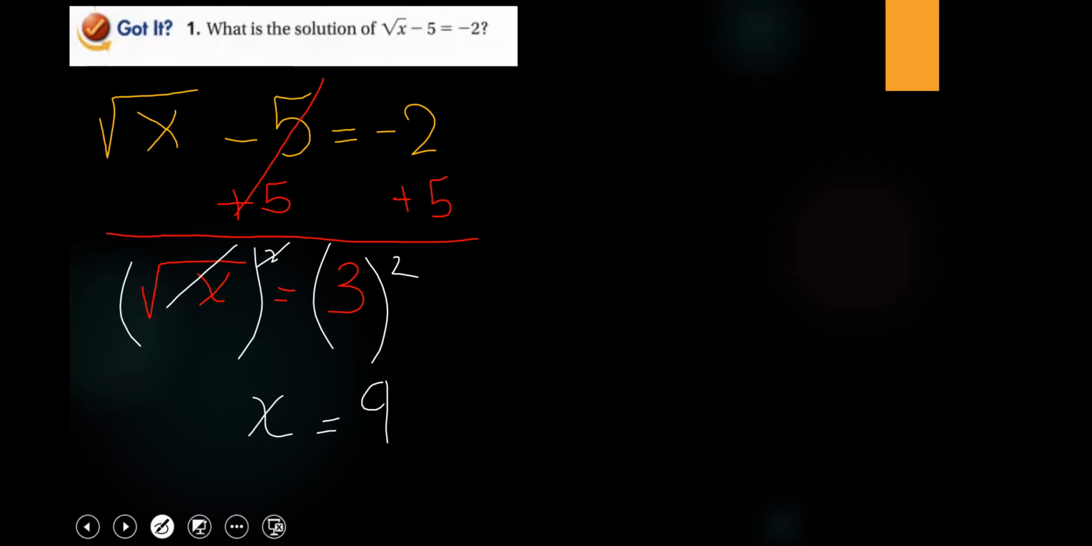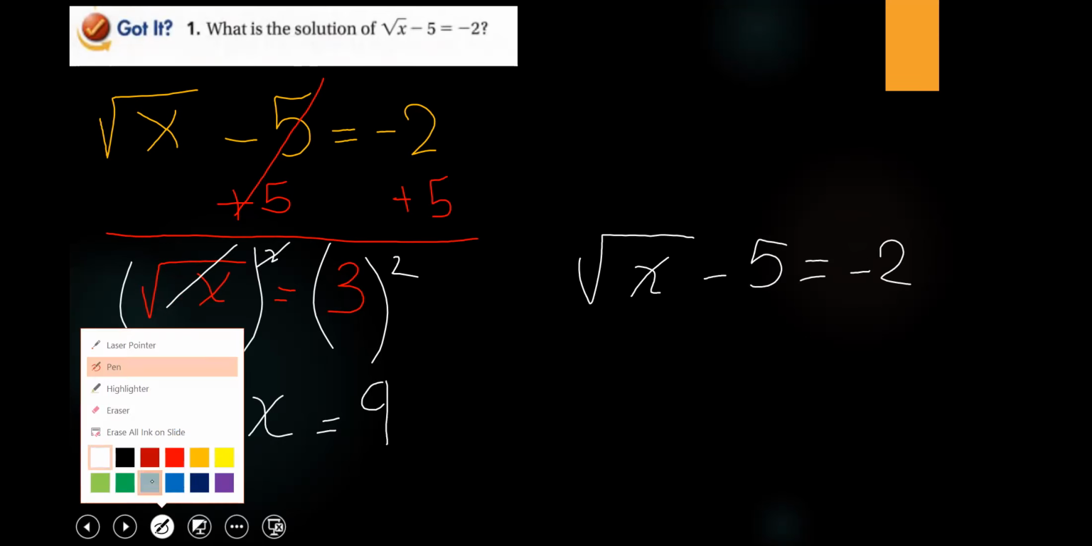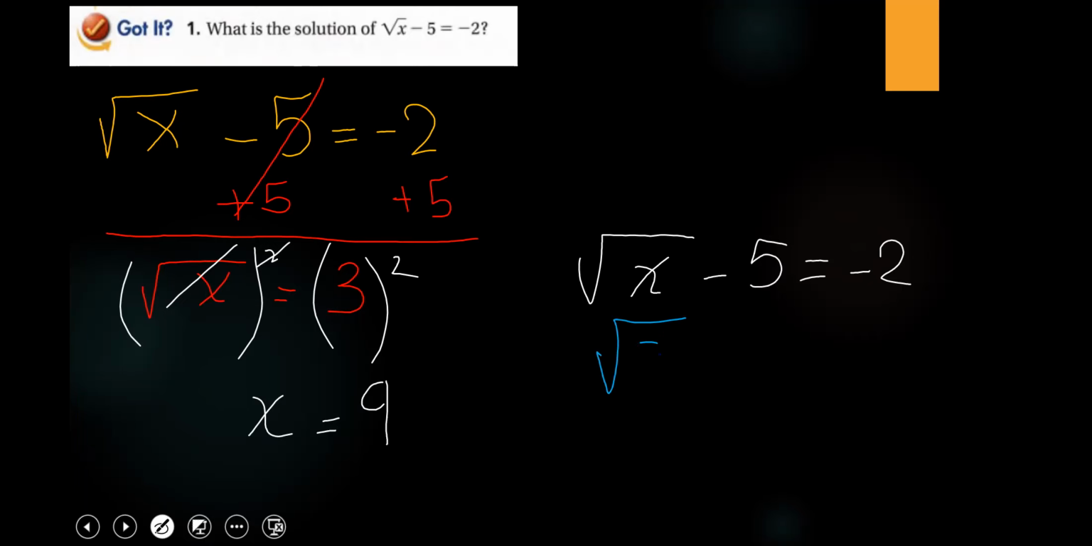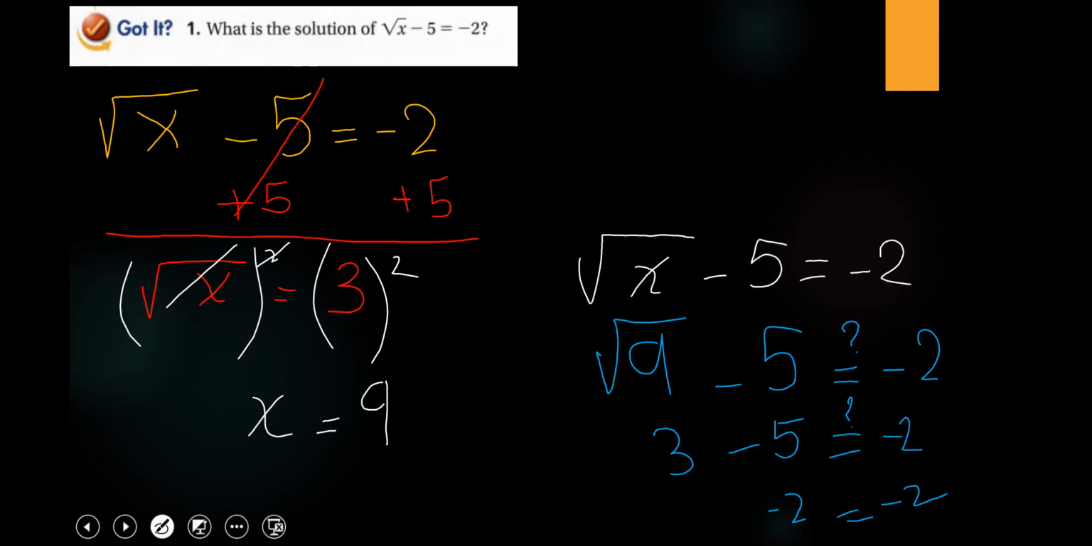Now let's check our answer. Square root of x minus 5 is negative 2. Let's check whether we have a correct solution or not. Let's evaluate: the square root of 9 minus 5 equals negative 2. Now what is the square root of 9? 3. Is 3 minus 5 equal to negative 2? Yes. So this is the correct answer.